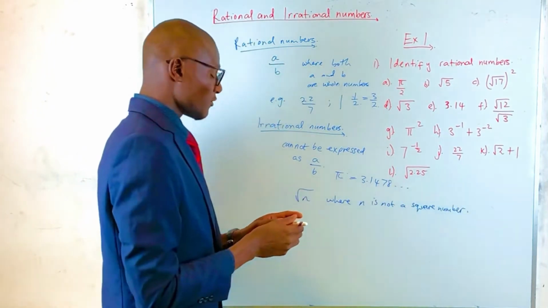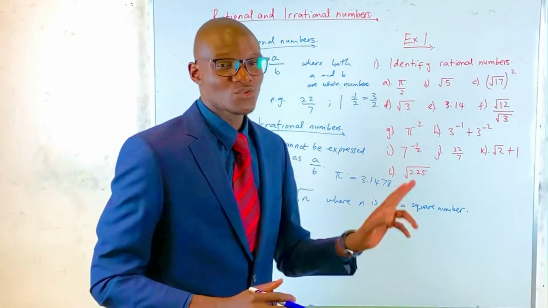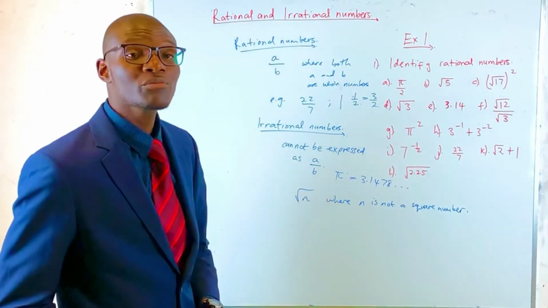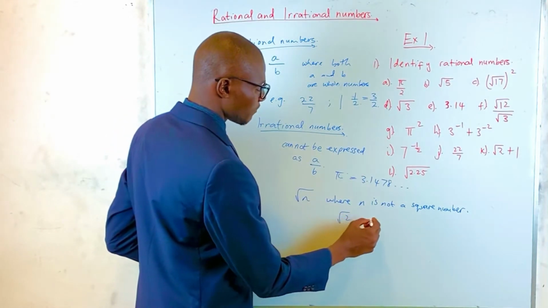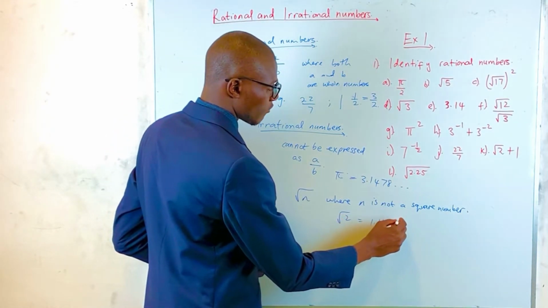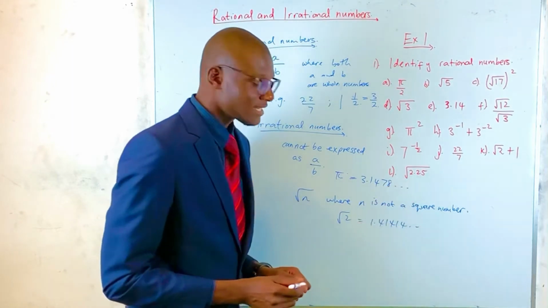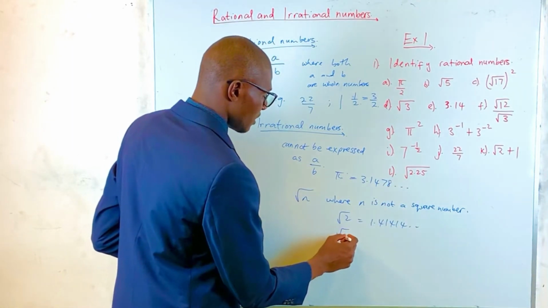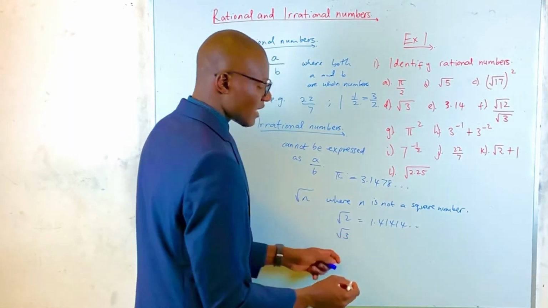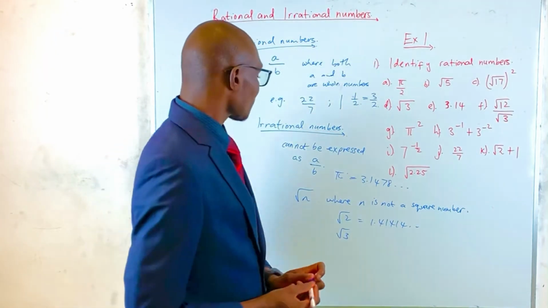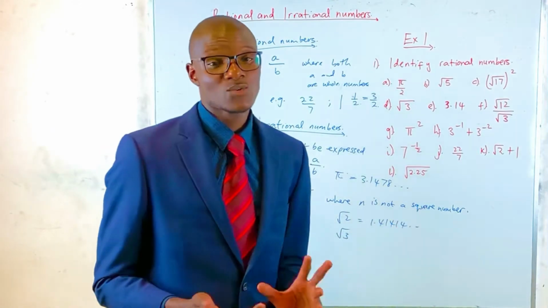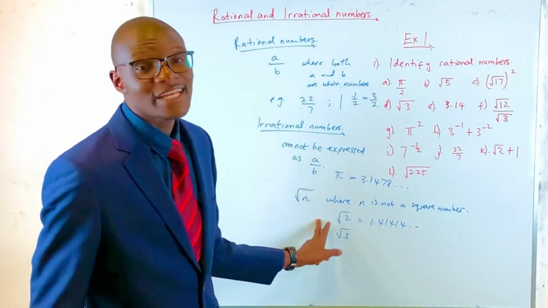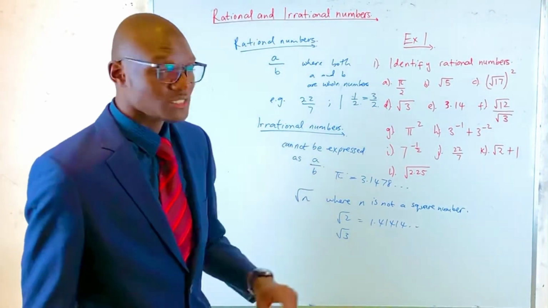So if we've got the square root of n and n is not a square number, this would be an irrational number. For example, the square root of 2 is 1.4141 continuing like that. Square root of 3, same, this is an irrational number. So we can have any n, as long as it's not a square number, then the square root of that number would be an irrational number.